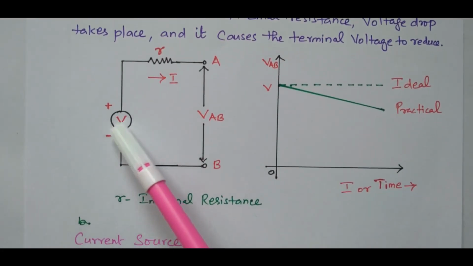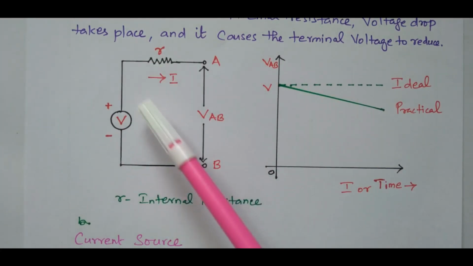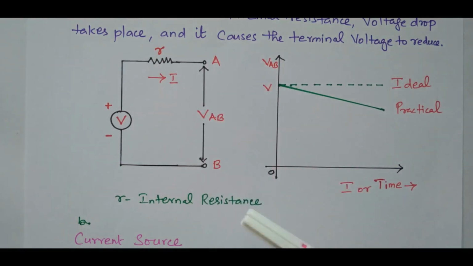So the voltage source is available. This is the internal resistance R. The current is flowing. The terminals A and B, this is voltage AB, across this terminal, voltage AB.